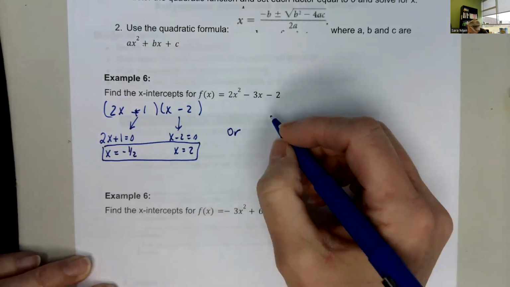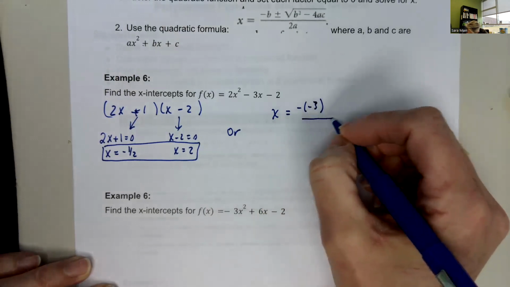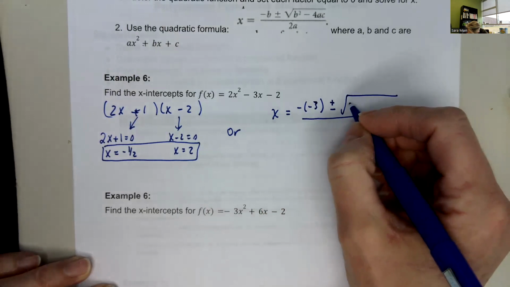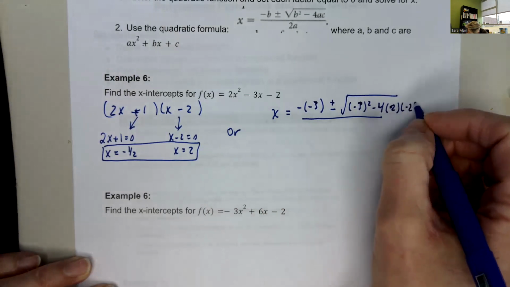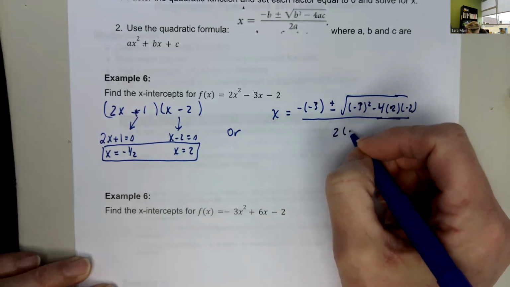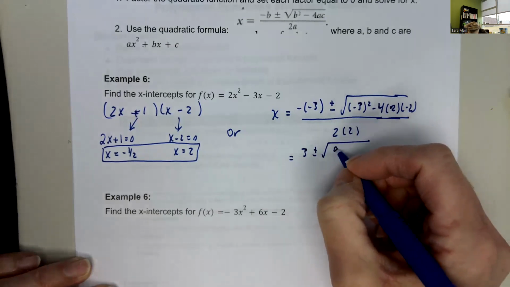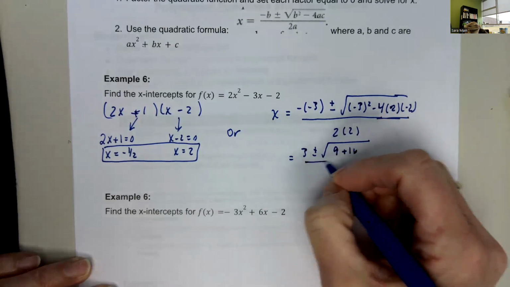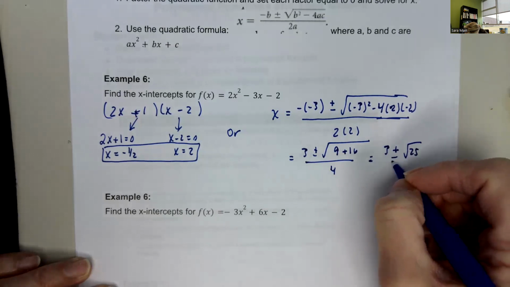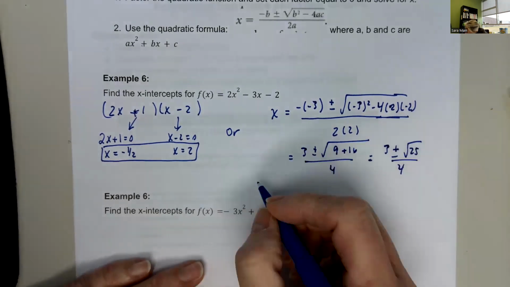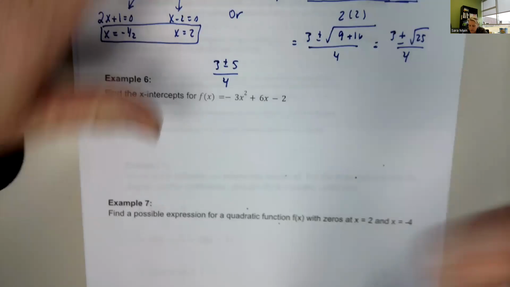Or I can use the quadratic equation, which says my x-intercepts are equal to the opposite of b, and mine is a negative 3, plus or minus the square root of b squared minus 4 times a times c, all over 2a. So this would be 3 plus or minus the square root of 9 plus 16 over 4. So 3 plus or minus the square root of 25 over 4. And we know the square root of 25 is 5. So we have 3 plus or minus 5 over 4. So I have to do it both a plus and a minus.